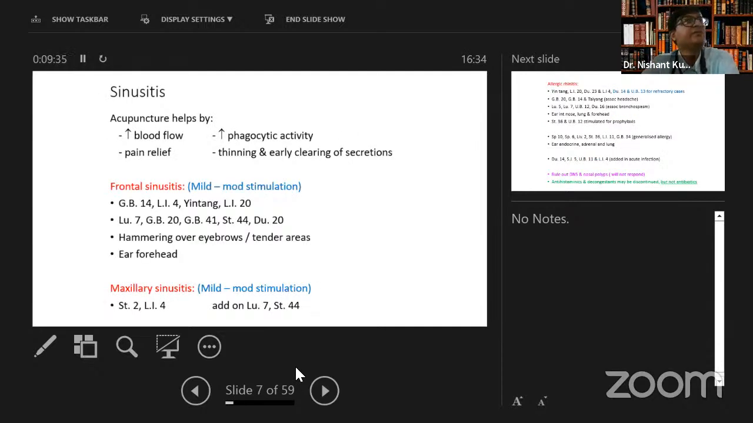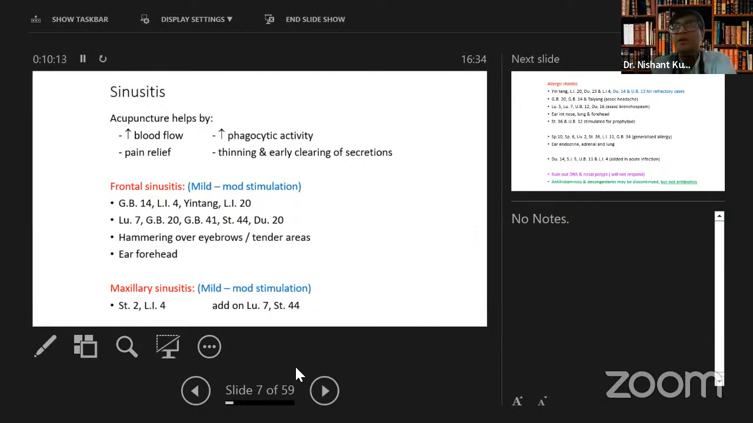In sinusitis, we all know acupuncture helps by increasing blood flow, increasing phagocytic activity, pain relief, thinning, and early clearing of secretions. For frontal sinusitis, you can use GB14, Li4, Yintang, extra meridian head and neck points, and Li20. Where is Li20? Yes, lateral to the ala of the nose.